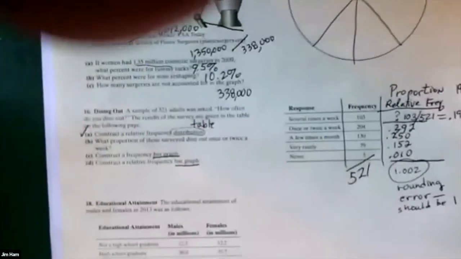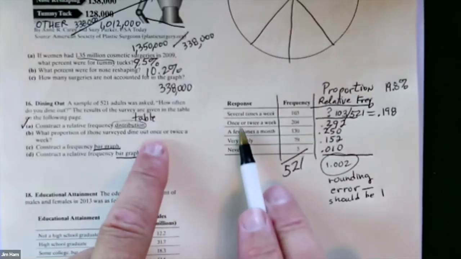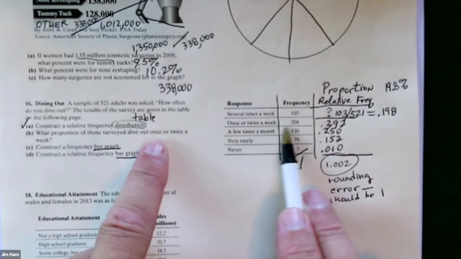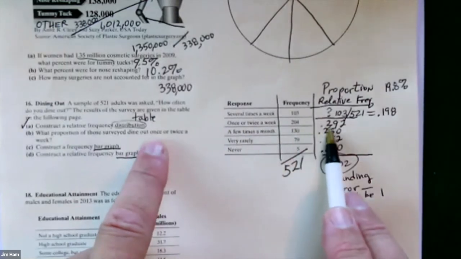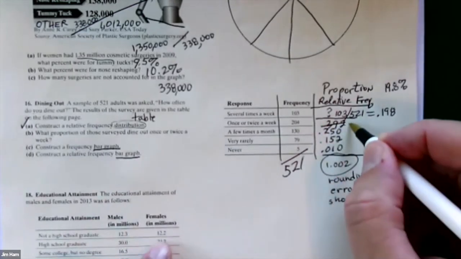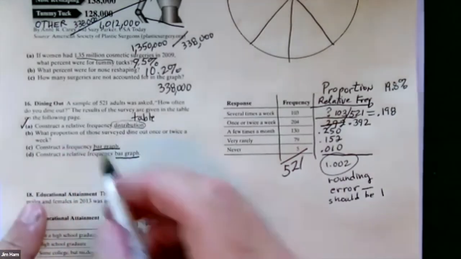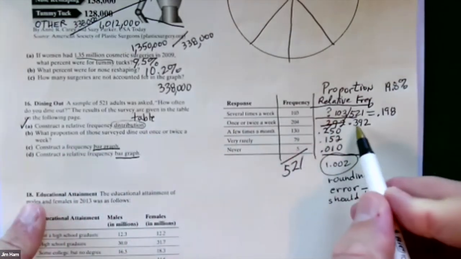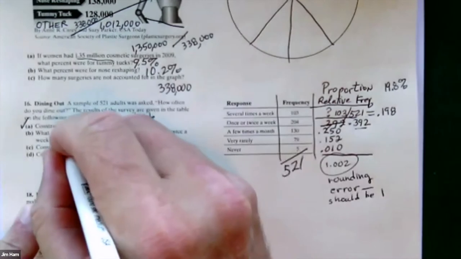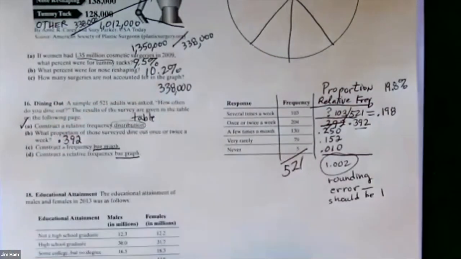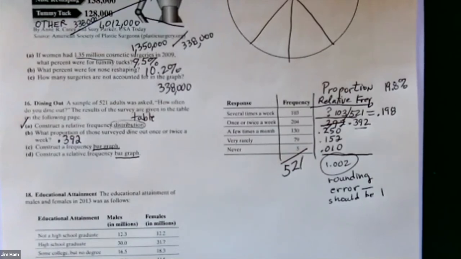Let me get this up here. Dine out once or twice. There's once or twice. So part of this will be, it doesn't look very good there, 0.392. And so what proportion of those dine out once or twice? There's the proportion, 0.392. And if I haven't mentioned this before, I'll mention it now, in my math lab, if you typed in 0.391 or 0.393, it will give you an error. So it's very picky about rounding.